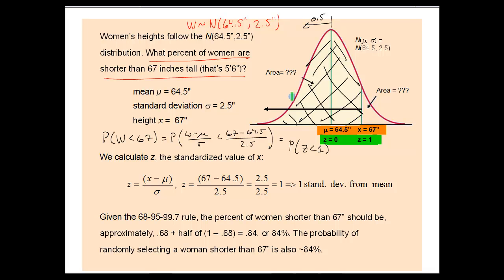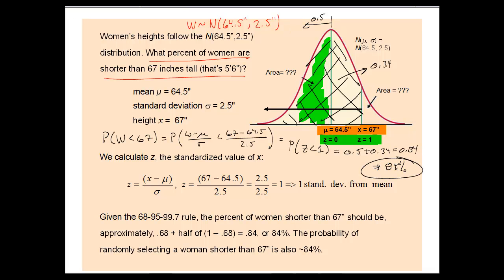Less than would be this direction. And we already know something about this: 68% of the data lie within one standard deviation of the mean. So this value right here must be 34%, because it's half of this distribution. It's kind of like putting together pieces of a puzzle. Now the probability that z is less than 1 is 0.5, because that's this area right here, plus 0.34, or 0.84. So this means about 84%.